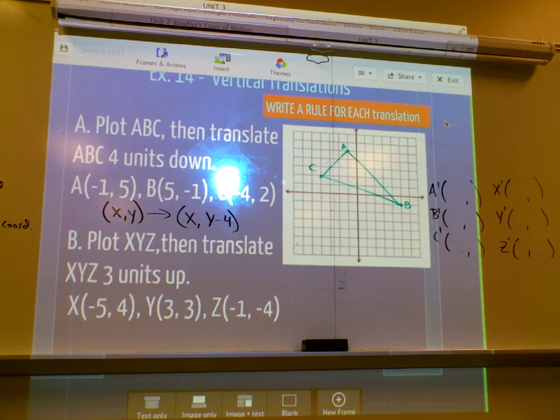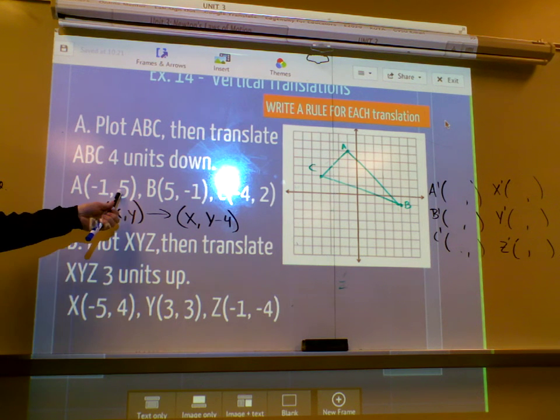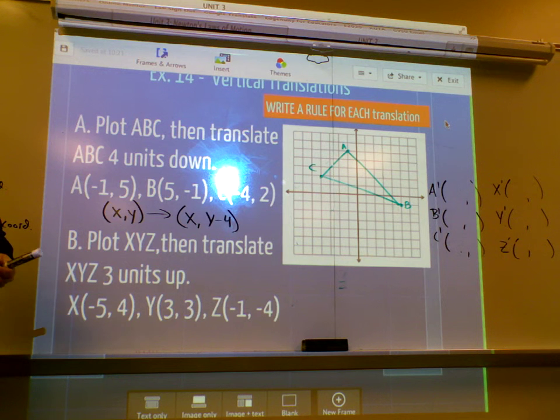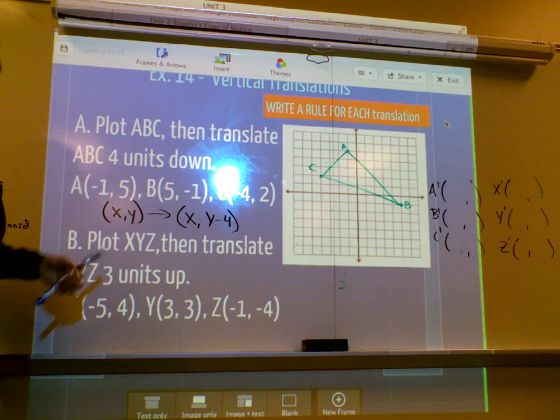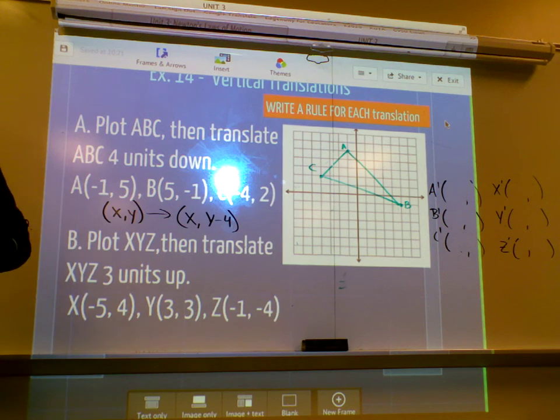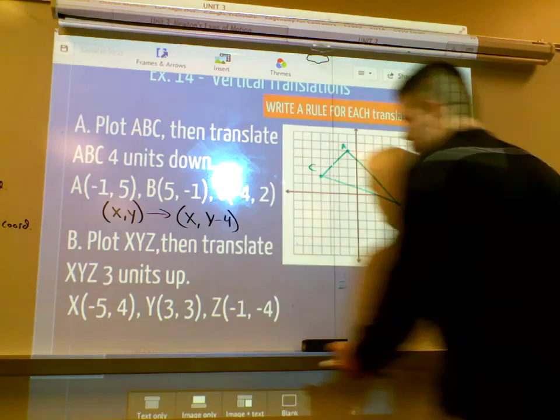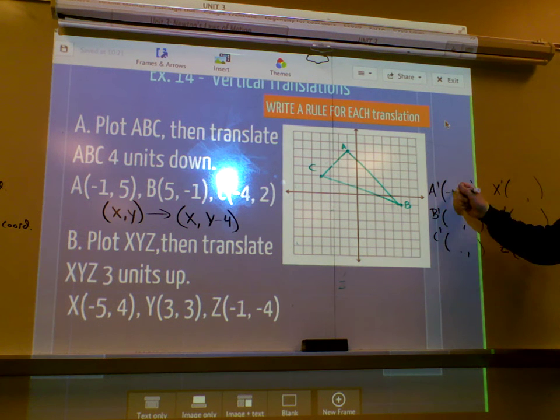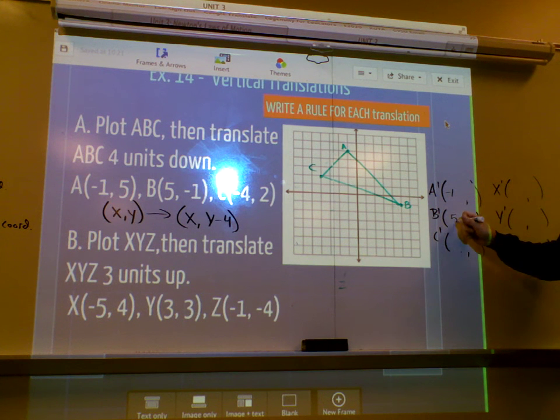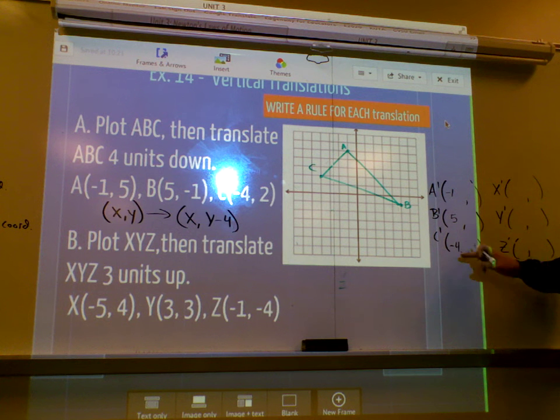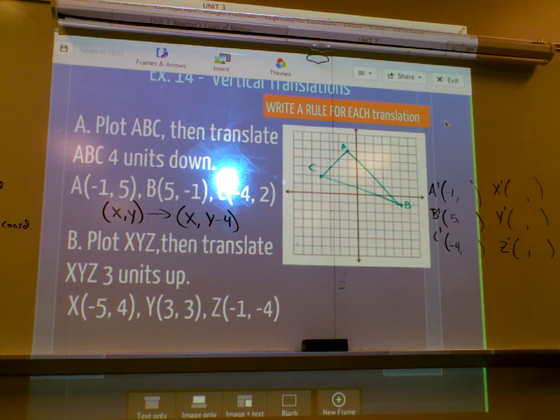All right, so let's try this one. We're taking our y's and doing what with them? Subtracting 4. Are we doing anything to our x's? No. Because of the vertical translation, all the x's of my image points will be exactly what they were before. But to find my y coordinate, we have to take the pre-image y and subtract 4. So 5 minus 4 for A.